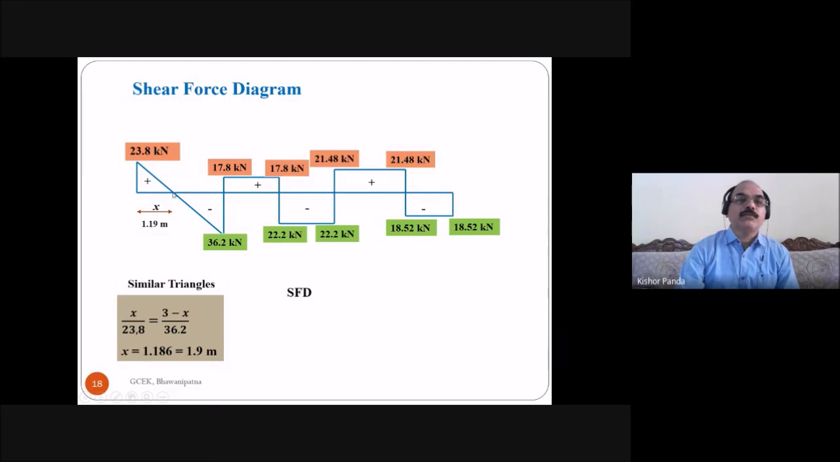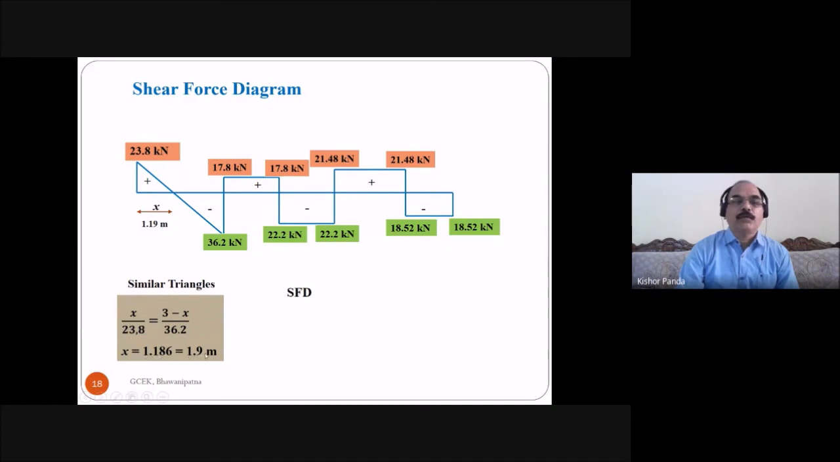So this is the distance. Here this is the zero shear force, and let us take this distance as x. So this distance is equal to 3 minus x. By using the similar triangle, you can find out the position of zero shear force. 23.8 by x is equal to 36.2 divided by 3 minus x. After simplification, the value of x is equal to 1.186 meter.